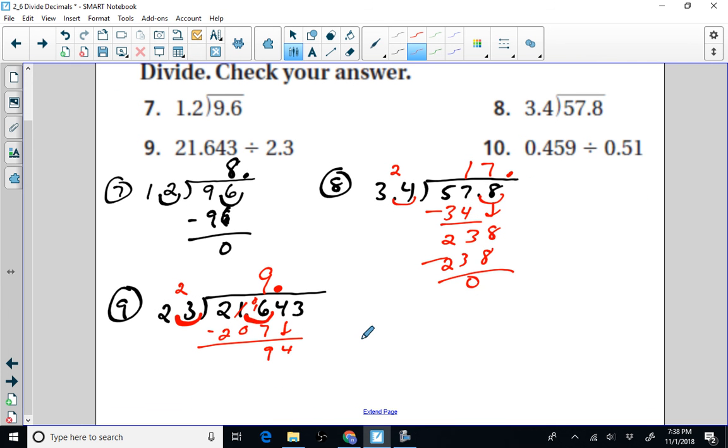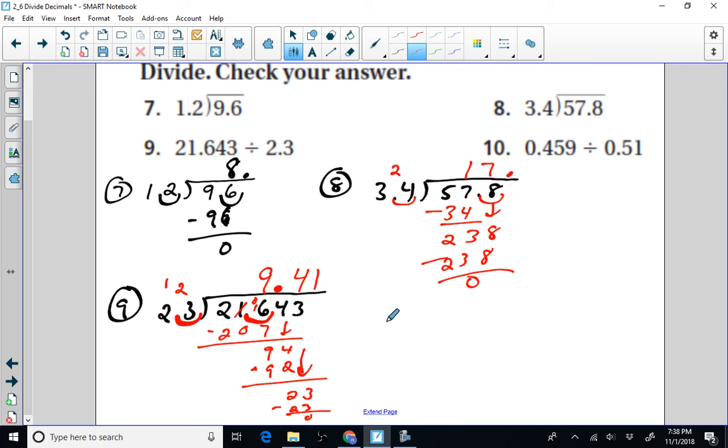23 into 94. That's going to be 3, 6, 9, 12. That's going to be 4 times. 4 times 3 is 12. Put down the 2, carry the 1. 4 times 2 is 8, plus 1 is 9. We subtract, I get 2. Bring down the 3. And 23 goes into 23 1 time. 1 times 23 is 23. Subtract, we're going to get 0 there.